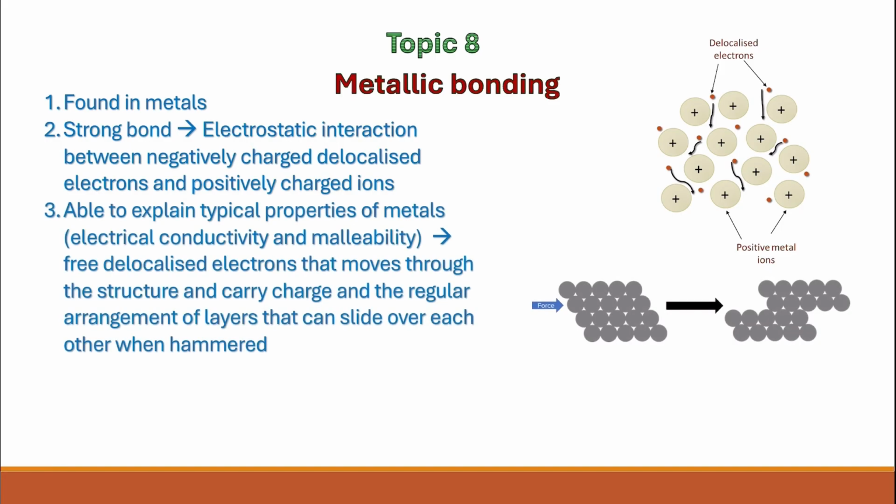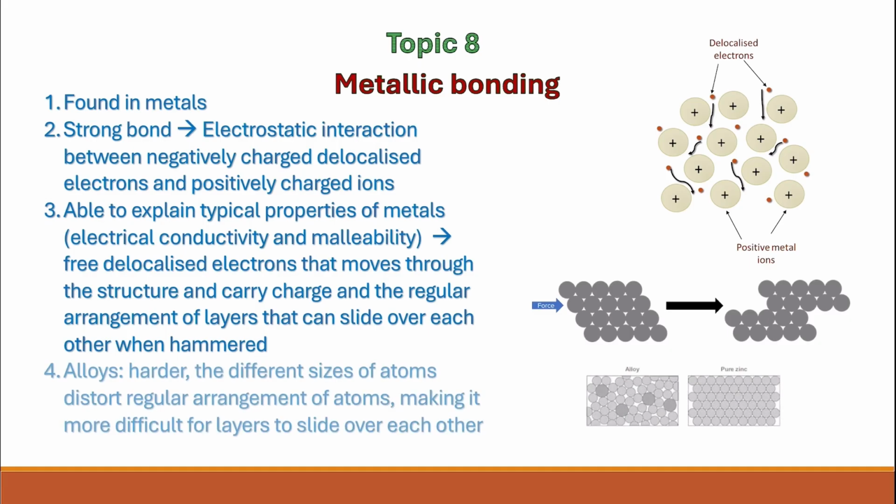They tend to ask you about the properties and to explain the properties of the metals. So metals conduct electricity because of the delocalized electrons, which can move throughout the structure and carry the charge. They are malleable, and the malleability is because of the regular arrangement of the layers, so they can slide past each other or over each other when hammered. Also, they are ductile, which means they can be drawn into wires.